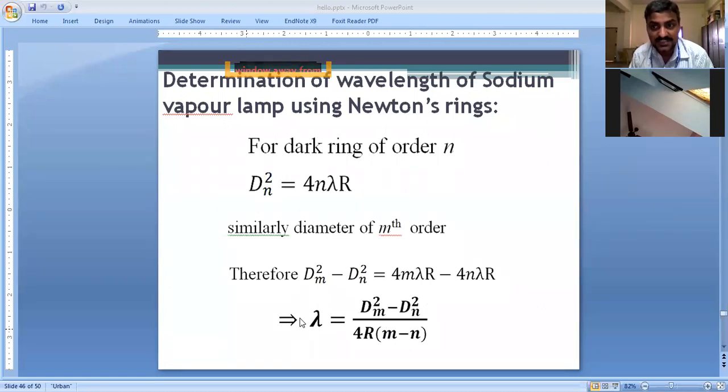Remember, this expression is strictly valid for dark rings, but not for bright rings. Using this experiment in the laboratory, you will be determining either lambda or r. If lambda is given to you, you can measure the r. If r is given to you, you can measure lambda. Anything is possible in this laboratory.